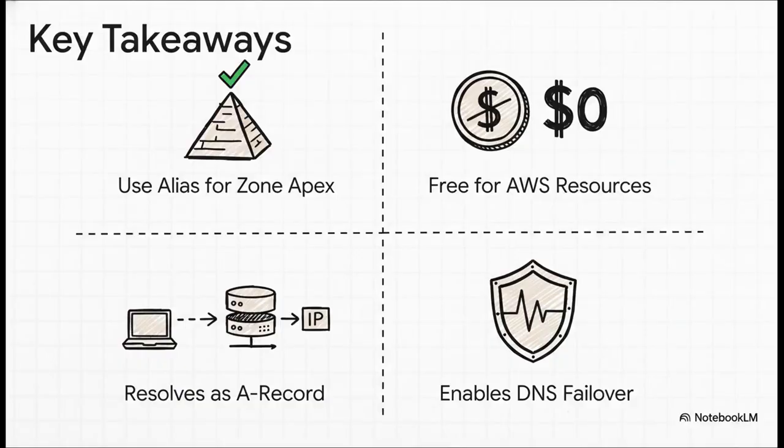Okay, memorize these 4 things. 1. Zone Apex, use an alias record. It's the AWS way. 2. They're free for AWS resources, a huge cost benefit. 3. They resolve as an A record, so they look like a simple, efficient IP lookup to the client. And 4, they enable DNS failover through Evaluate Target Health. If you know those 4 things, you're in great shape.